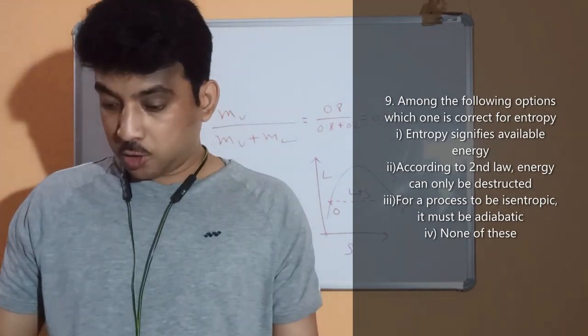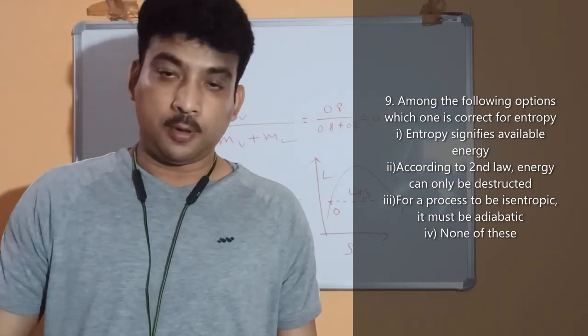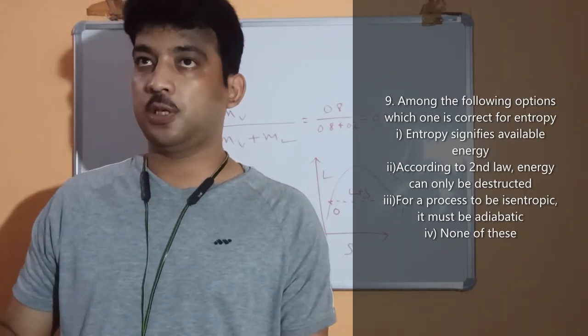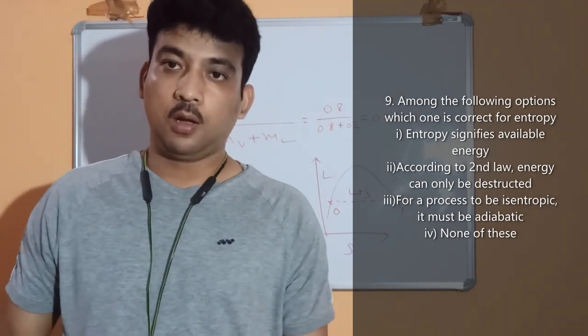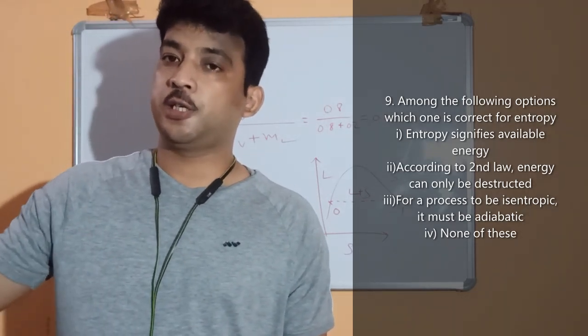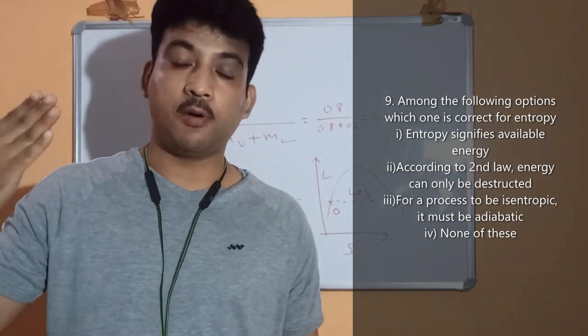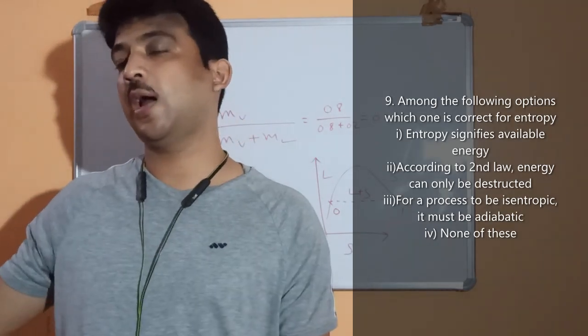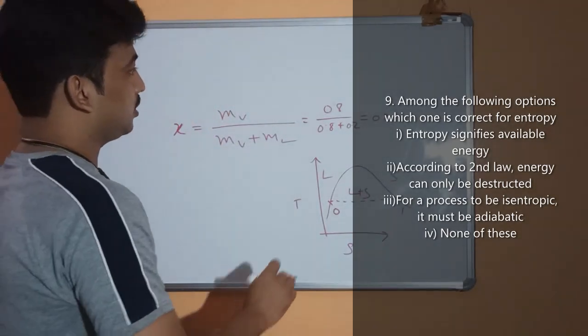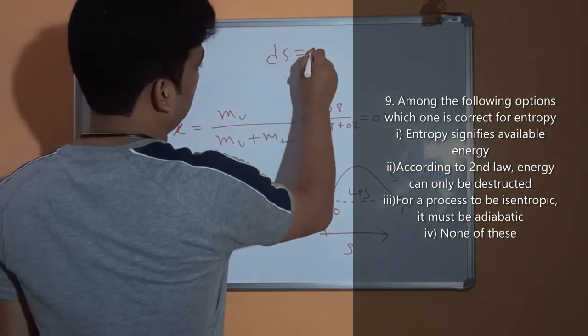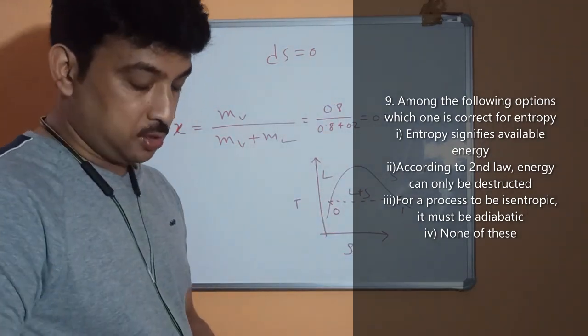Third: for a process to be isentropic, it must be adiabatic. No, that is also not correct, because it should not only be adiabatic, it should be reversible adiabatic. Not all adiabatic processes are isentropic processes, but all reversible adiabatic processes are isentropic processes. Okay, because isentropic means what? Isentropic means ds is 0.